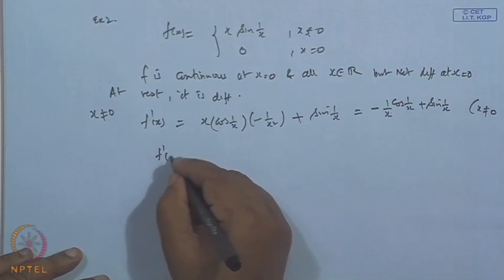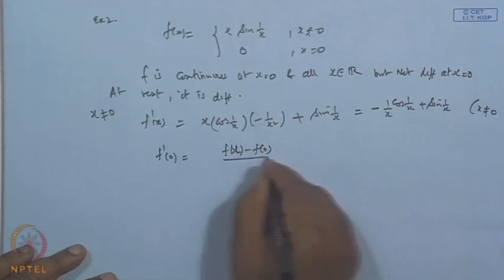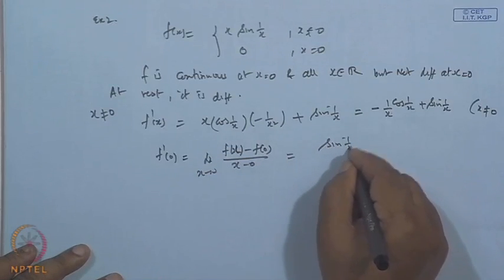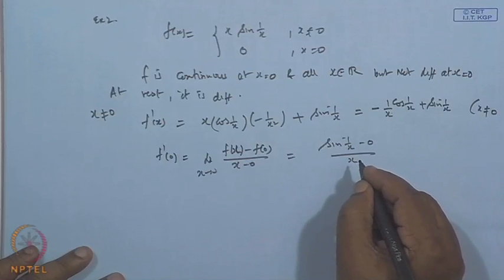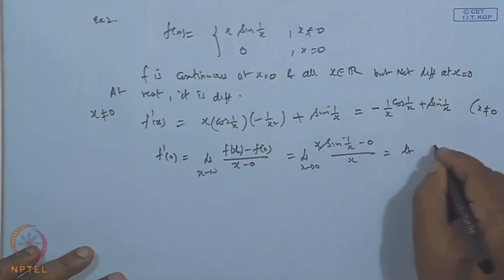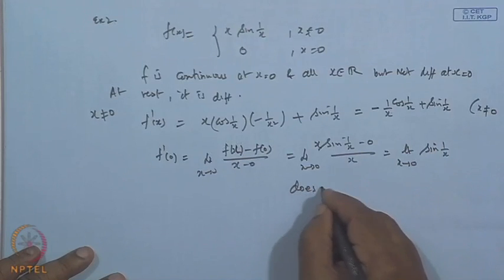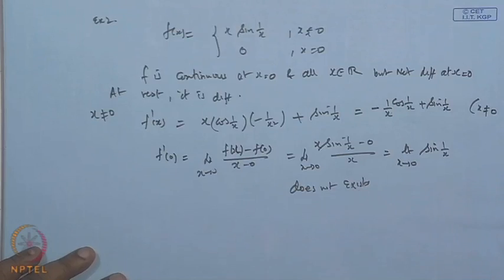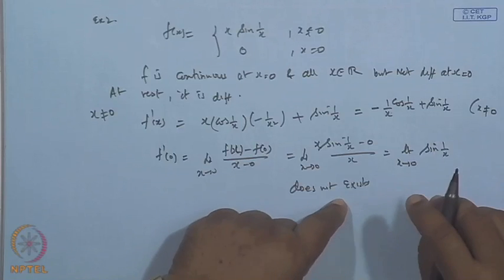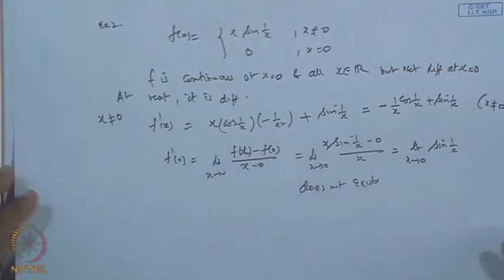But when you consider the derivative at the point 0, then as per the limit of (f(x) minus f(0)) divided by (x minus 0), x tends to 0. This comes out to be the limit of (x sin(1/x) minus 0) by x, x tends to 0, which turns out to be the limit of sin(1/x) as x tends to 0, which does not exist. So, this function is a continuous function, but is not differentiable at the point 0. It is differentiable at the rest of the points, but not at the point 0. Okay?